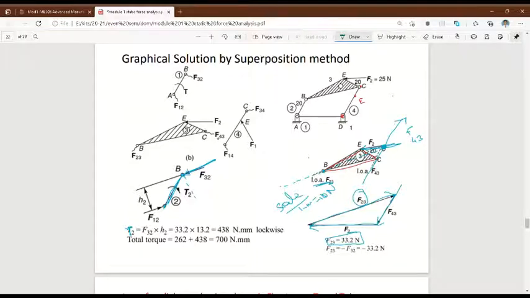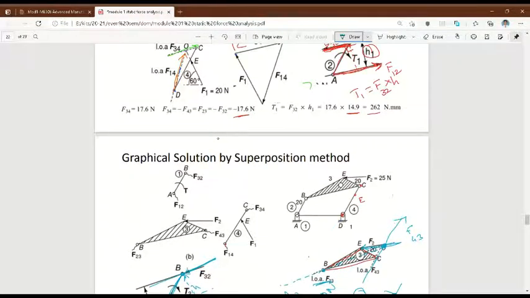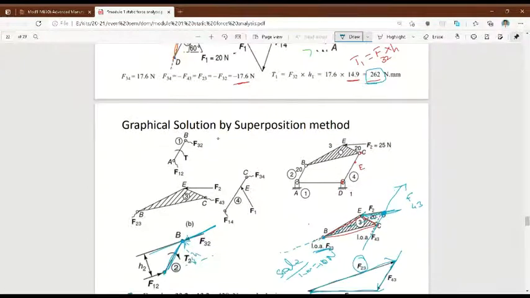Now draw a parallel line. So this distance is called H. The H value is 1.3 centimeter, I think, which means 13.2 mm. So 33.2 into 13.2 gives 438 Newton mm. In the previous slide, we got the answer as 262.